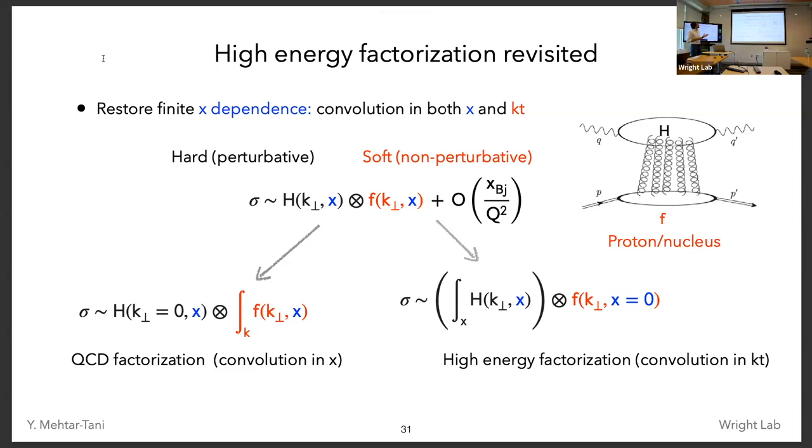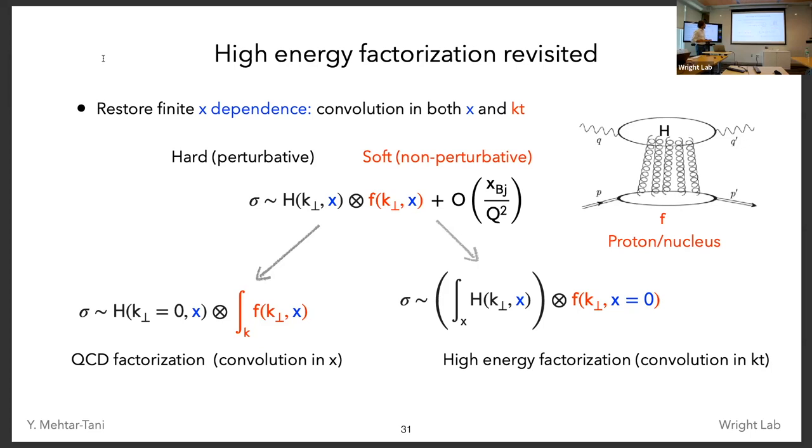So this is kind of revisiting high energy factorization, where instead of having a factorization in Q squared or a factorization in 1 over S, we would have a convolution of distributions which depend on both x and transverse momentum. This kind of double factorization would resum to all orders the right terms, up to powers that are suppressed in either limit. So when x Bjorken is small, this is suppressed. When Q squared is small, this is suppressed.